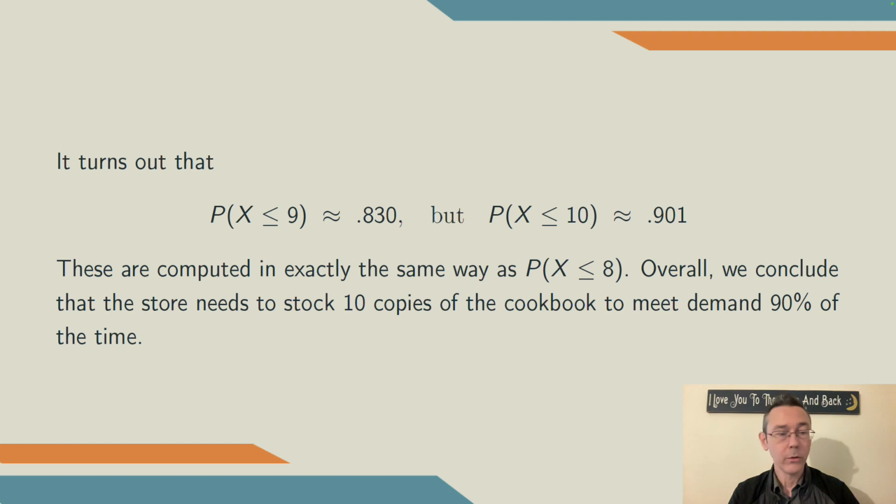It turns out that the probability that x is less than or equal to 9 is 83%. The probability that x is less than or equal to 10 is 90.1%. And again, those computations are done exactly in the same way as we did the probability that x is less than or equal to 8. Overall, we conclude that the store needs to stock 10 copies of the cookbook to meet demand 90% of the time.